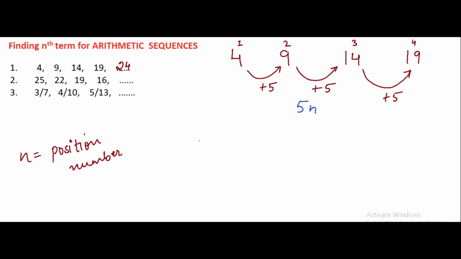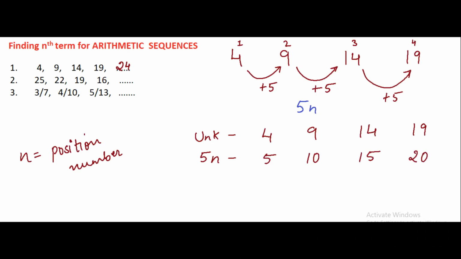Now what do you have to do? The next step, you have to write the unknown and 5n. So basically the unknown is your sequence 4, 9, 14 and 19, whereas in 5n, n is the position number. So first position is 1, so 5 times 1 is 5. 5 times 2 is 10. 5 times 3 is 15. 5 times 4 is 20.